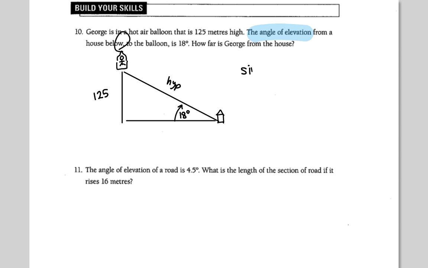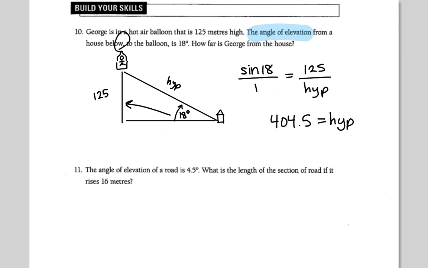So we say sine 18 over 1 is equal to the opposite side. So 125 is the opposite side divided by the hypotenuse. We can cross multiply 125 times 1, dividing sine 18, 404.5. And the unit is meter.